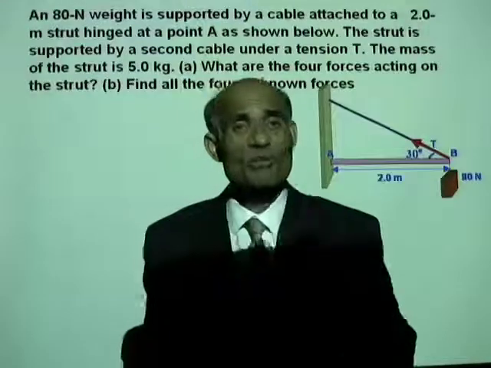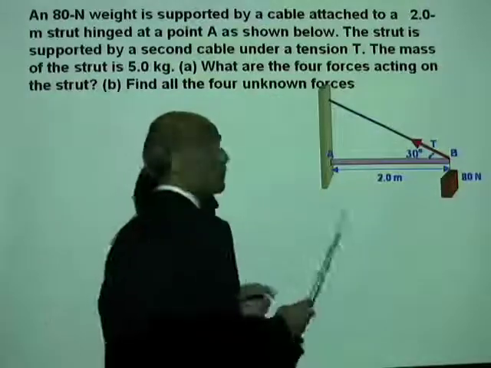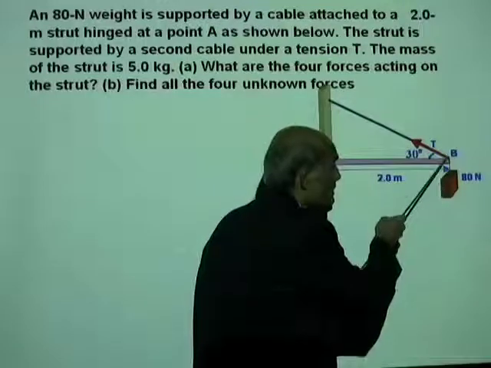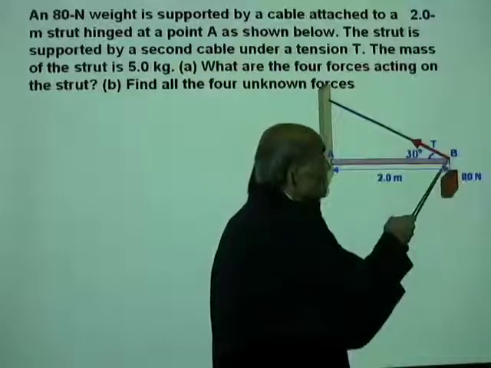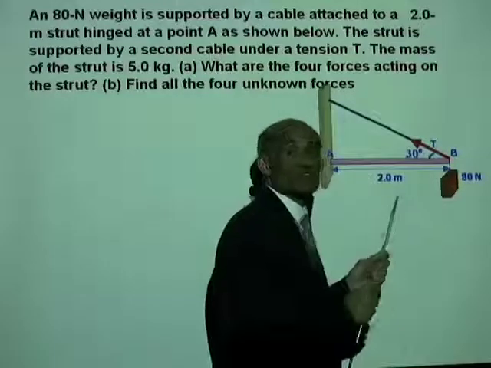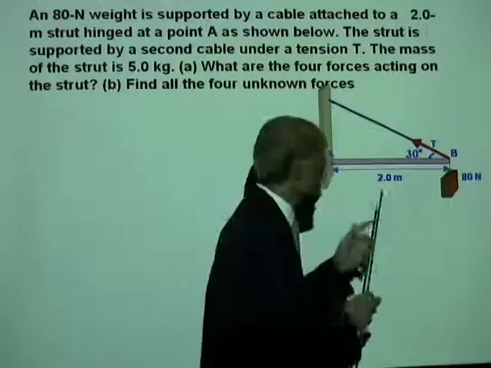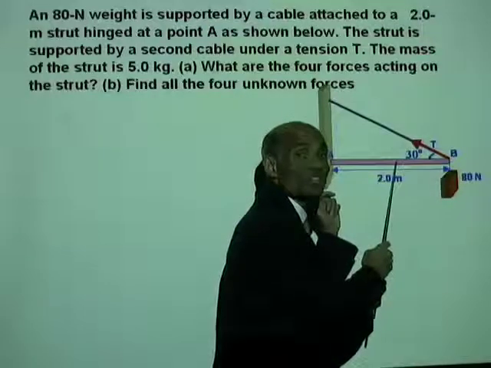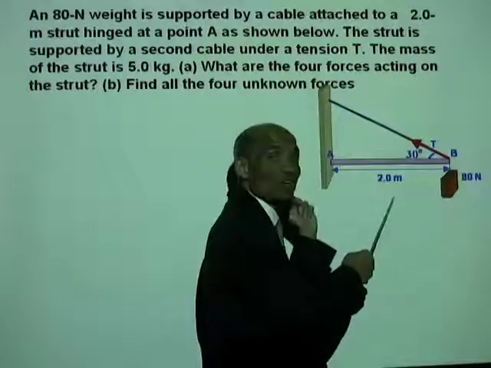Can you talk about the forces acting on the strut? There are a couple of forces very obvious. One force is the weight of this object, that is 18 Newton acting vertically down. Second is the tension force acting at an angle 30 degrees. A third force is the weight of the strut. Where is the point through which it is acting? At its center. So the weight of the strut will be acting vertically down.